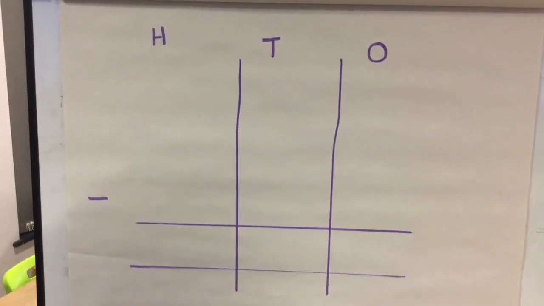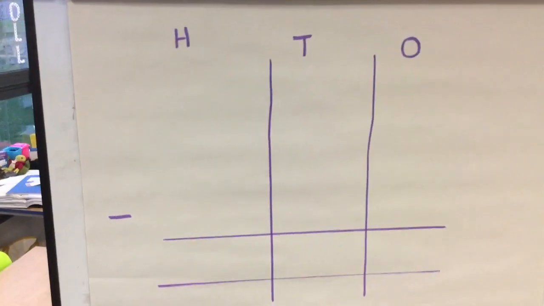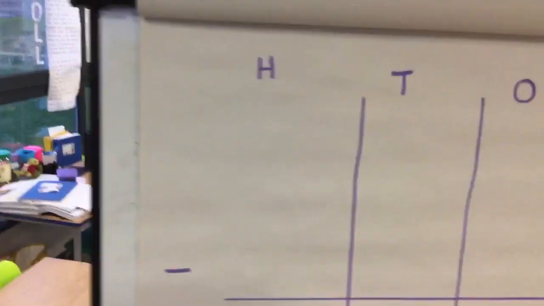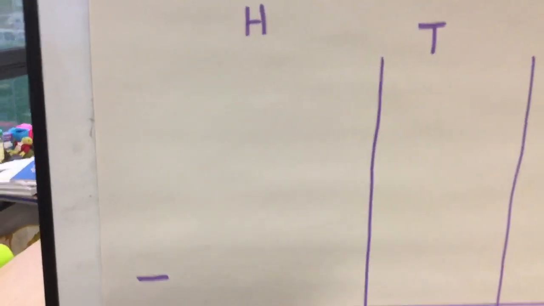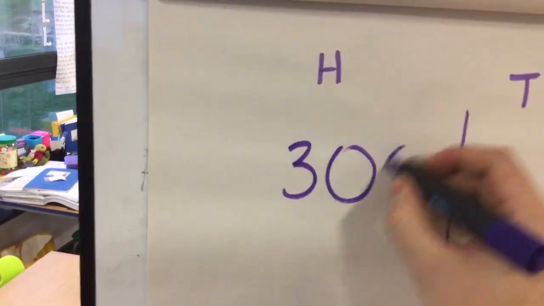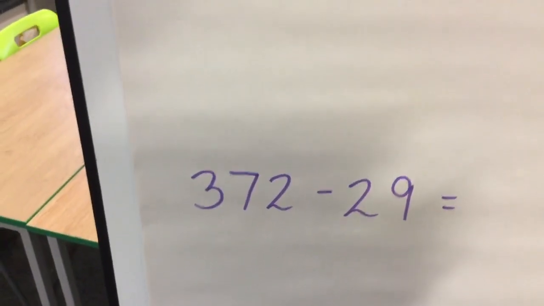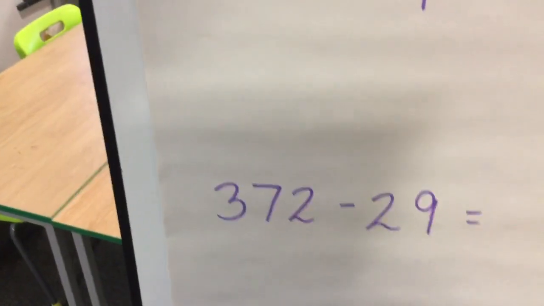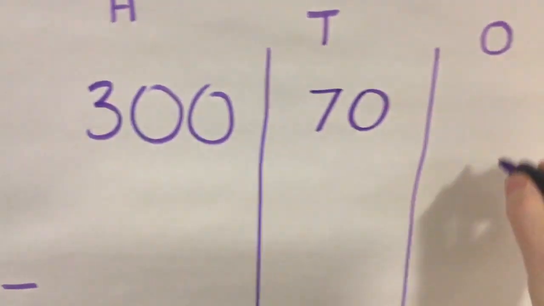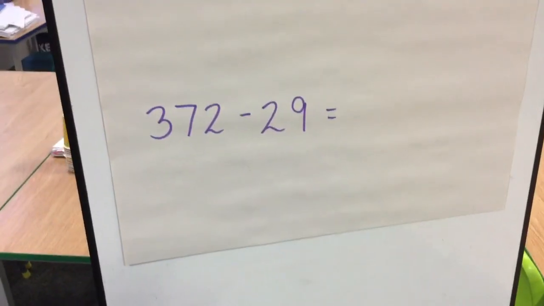So already I've got my grid set up. I've used a ruler in my books, I've got my hundreds, tens and ones, and what I'm going to do first, look at my number, 372, and I'm going to write that in an expanded method so that we can see the place value. So hundreds, I've got 300. Tens, I'm going to look back at my number, 372, so I've got 7 tens, 70, and 2 ones.